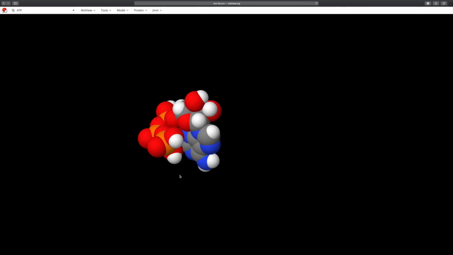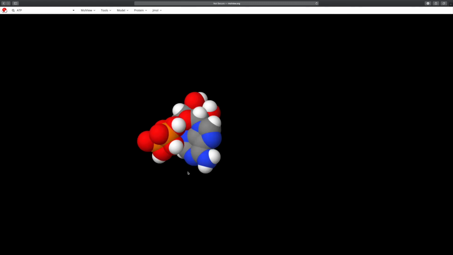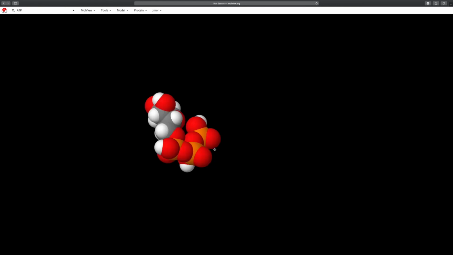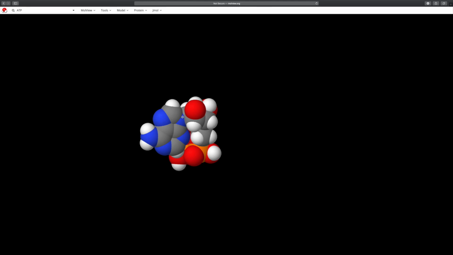And you would get something that looked like this. So you can see that ATP molecule moving around. You can see the 3 phosphates there, and then the blue adenine ring.